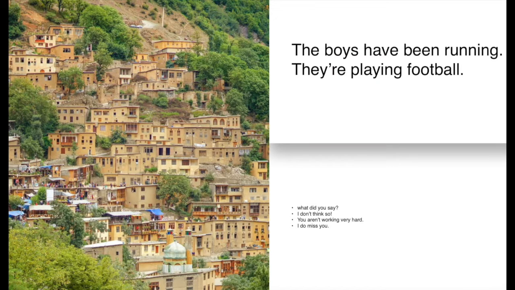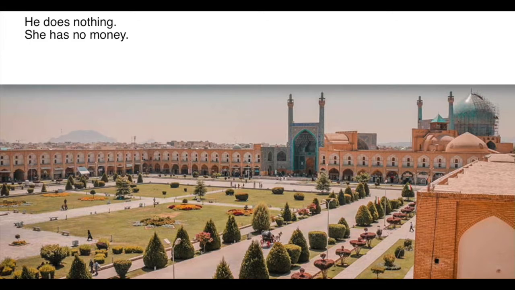Another form of the verb is auxiliary verbs, such as be, do, and have. We can use these verbs in different forms, like questions and negatives. For example, they're playing football. What did you say? I don't think so. You're working hard, or you are working hard. I do miss you. We also use these as main verbs as well. For example, he does nothing. He has no money, or she has no money.